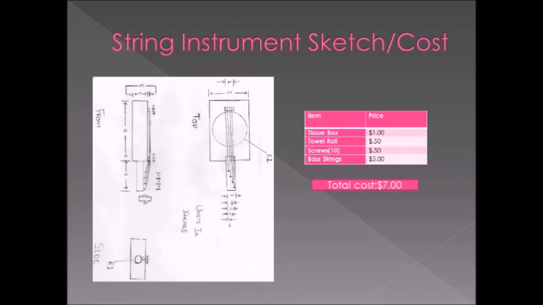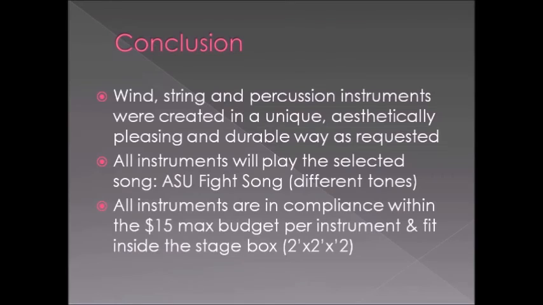As you can see also from that page, it'll fit within the 2 foot by 2 foot by 2 foot box, which is what we put a lot of weight on. Our decision matrix is the size and being able to play multiple tones. And as you can see from the other instruments, they will all meet or exceed those criteria. We really want to make sure everything fits within the box, under budget, looks good, and can play the ASU fight song. Thank you.